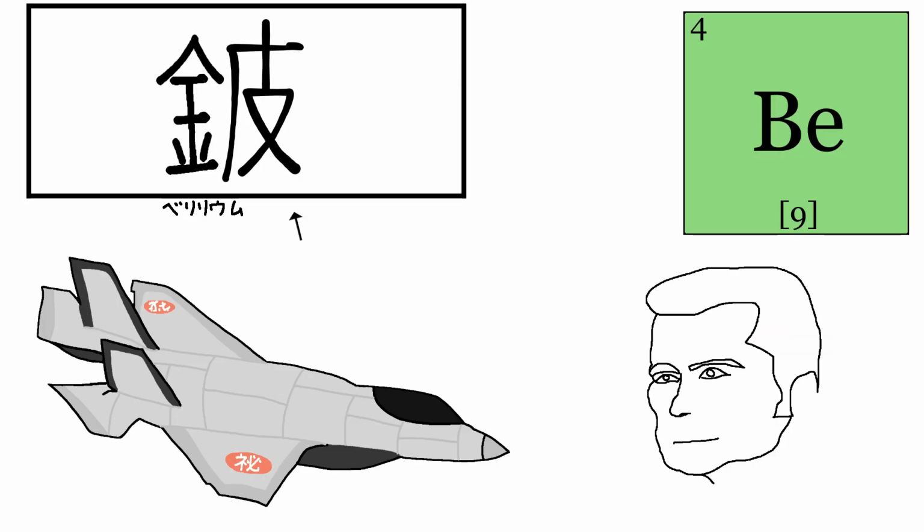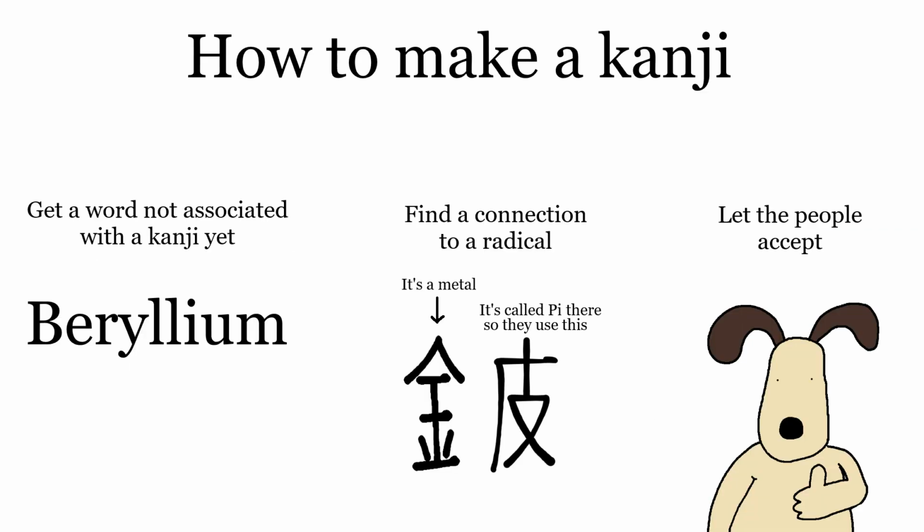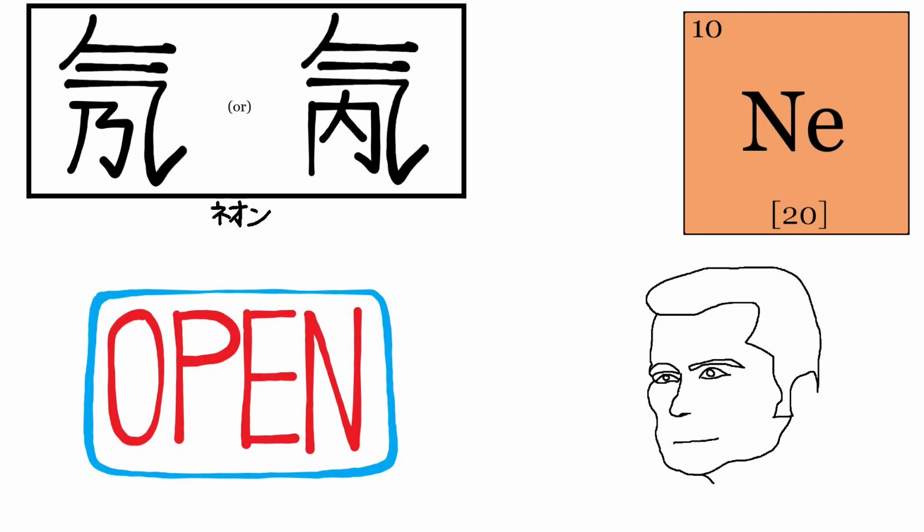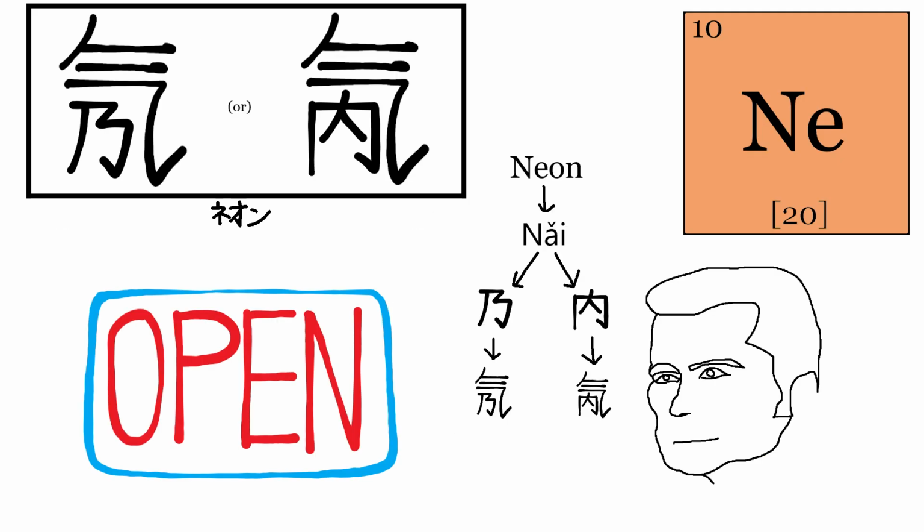Beryllium is written like this. This is the kanji for skin, pronounced pi. Also in Chinese, beryllium is pronounced pi. See how it works? Neon is written like this, or like this. In Chinese, neon is nai, and this kanji is read as nai. Bing bang boom, I think you get it now. Oh, and one more thing, it's not neon in Japanese, it's neon.